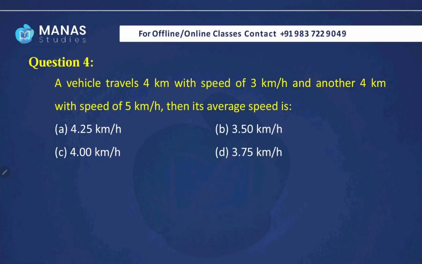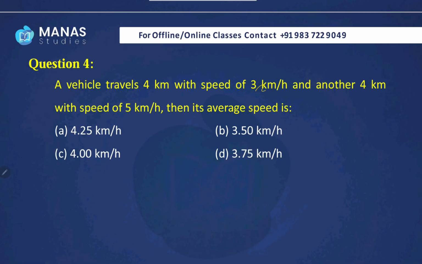A vehicle travels a distance of 4 km with a speed of 3 km per hour and 4 km with a speed of 5 km per hour. Then the average speed is? How will we calculate the average speed?